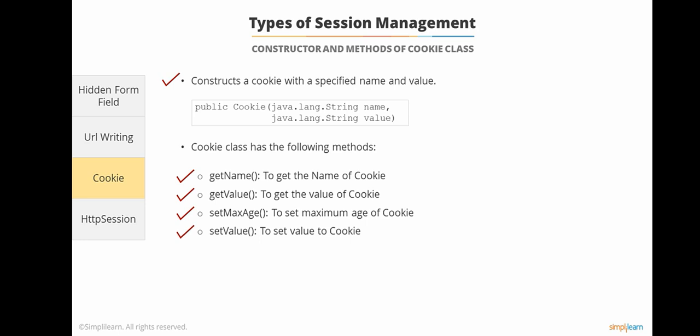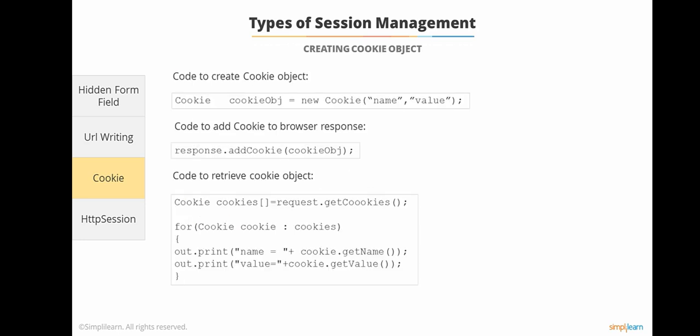Here we create an object of Cookie with the name and the value. We add the cookie to the browser response by calling response.addCookie, so that the cookie information is stored on the client machine. To retrieve the cookie, we create an array of type Cookie and call the getCookies method. We iterate over the array and print the name and the value that is stored on the client system.